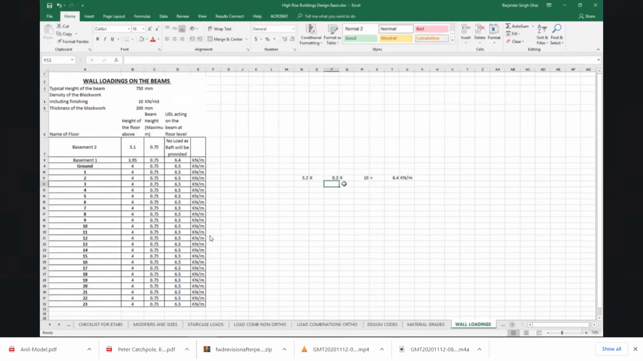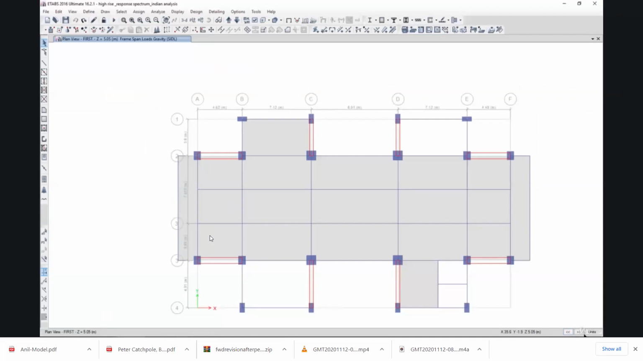that is 3.25, into 0.20, that is the thickness of block work, into its density. So it comes out to be approximately 6.4 kilonewton per meter. This number 3.25, so 6.5, is basically this equation, that is, height of the block work into its thickness into its density. This UDL we have to apply on our floor beams.